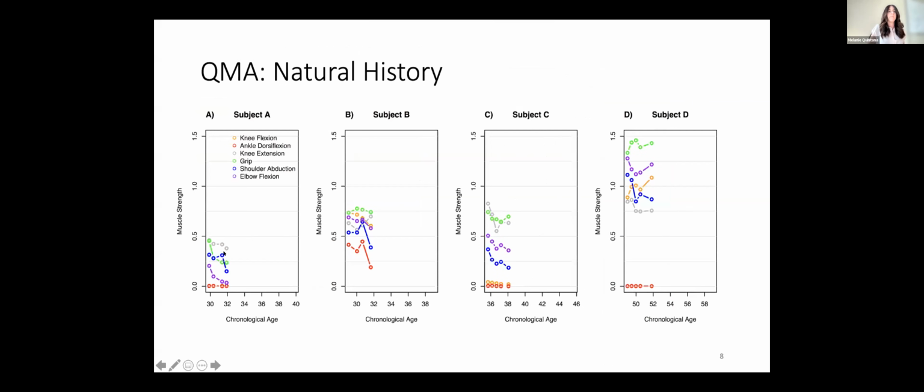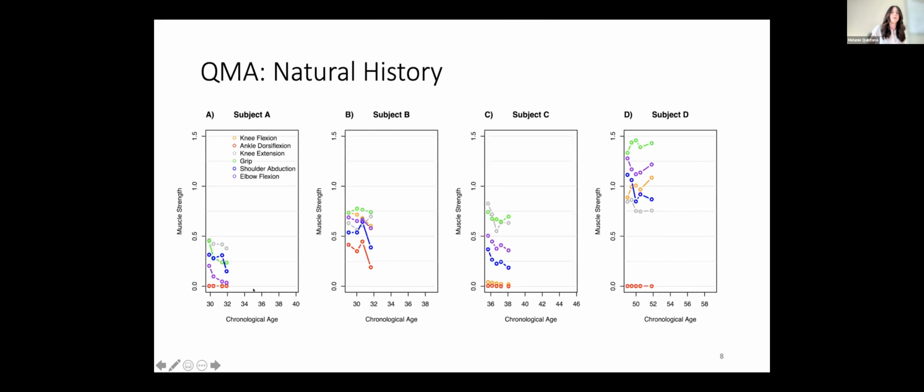This is some of that data plotted for 4 individuals within the natural history study. What I have here is muscle strength, or percent predicted muscle strength. So for a healthy individual of the same age, gender, and BMI, you would just expect to see this at 1 and stay at 1. Although we know there's variability in how strong different individuals are, you would expect that to be at 1 and stay at 1 for a healthy individual.